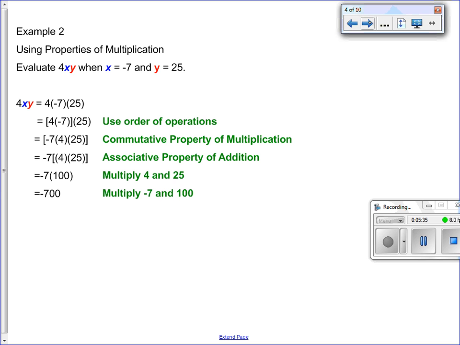All right. So in example 2, we're going to use properties for multiplication. You are asked to evaluate, which means to solve, for xy when x is equal to -7 and y is equal to 25. So the first thing you do is you substitute your variables. You substitute -7 for x and 25 for y. Then, as I've noted in your notes, use the order of operations. Then the next line, the commutative property of multiplication. Then we use the associative property of multiplication. Goodness.